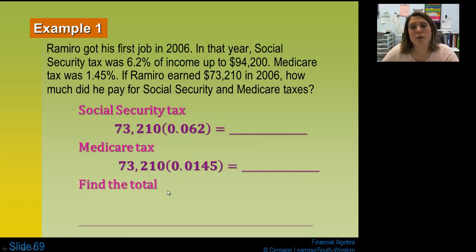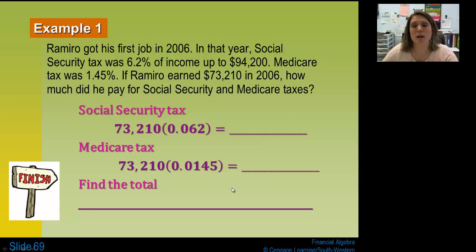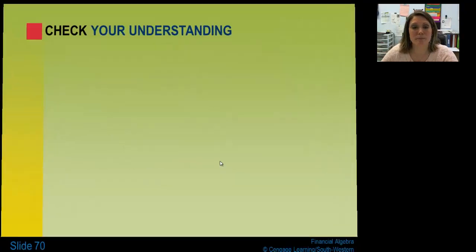And then find the total. So what was the total amount of taxes for Social Security and Medicare that he paid? So total is what operation? Sum. So you're going to go ahead and add those two values up. So you need to go ahead and finish this question in your notes.